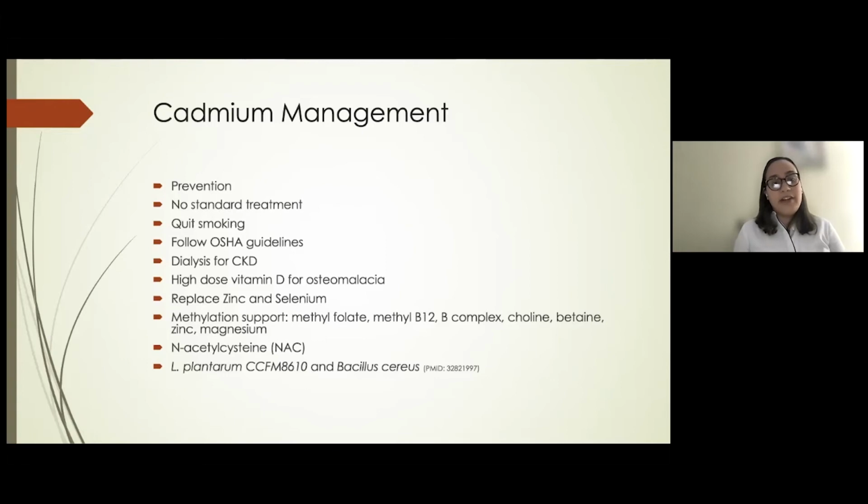Dialysis might be necessary for patients with chronic kidney disease. High dose vitamin D, because cadmium can predispose patients to osteomalacia or osteoporosis. You want to replace the zinc and the selenium, which is a very common trend with toxic elements, to lower these two essential elements. You want to do methylation support, NAC, glutathione, and there's some research on lactobacillus and bacillus cereus that help, especially with cadmium that comes in orally, helping detox and remove the cadmium as waste.